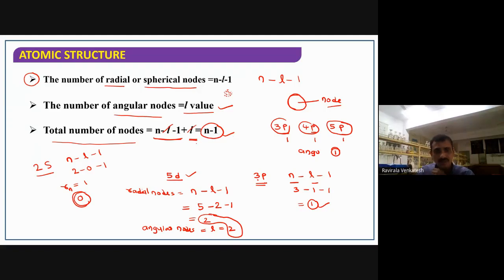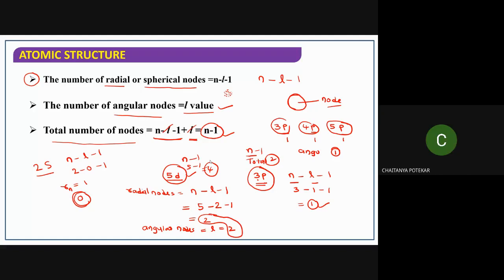Understood here? So for example, what is the total number of nodes for the 3p orbital? The formula we are using for total number of nodes is n minus 1. n is equal to 3, so 3 minus 1 is 2. Therefore, the total number of nodes is 2. For example, 5d: n minus 1, n is equal to 5, 5 minus 1 is equal to 4. For the 5d orbital, we are getting the total number of nodes equal to 4.